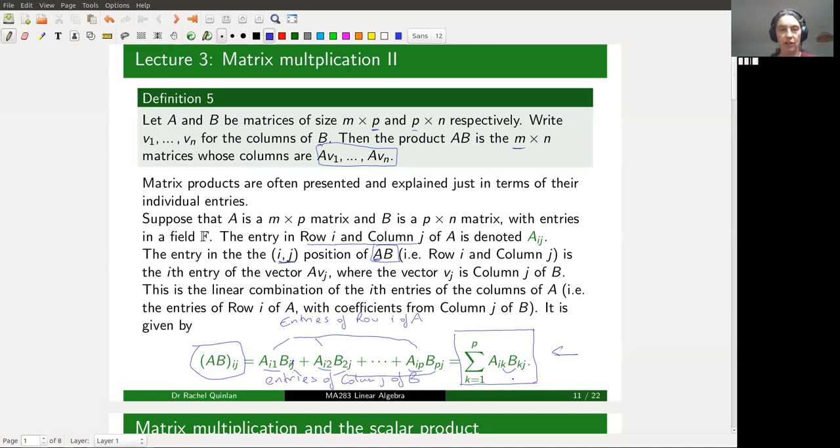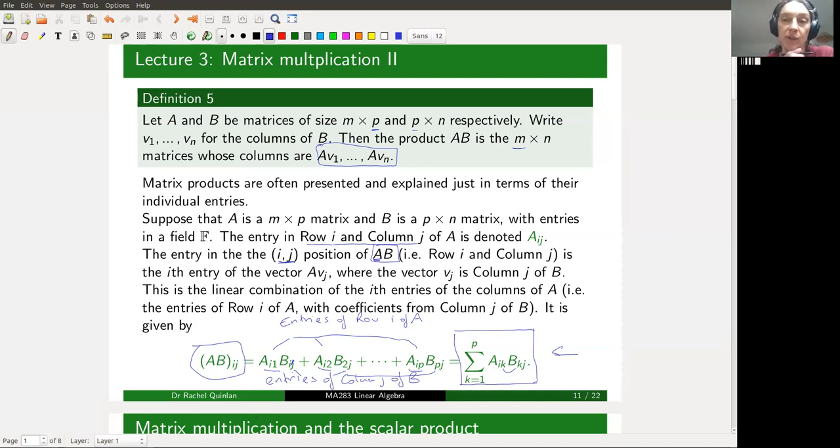So in the definition above, the matrix product of two matrices is defined as a combination of matrix-column products, and then the second half of the slide is taken up with an explanation of what exactly is the entry in the ij position of the matrix product AB. Where does it come from? It comes from the ith row of A and the jth column of B.